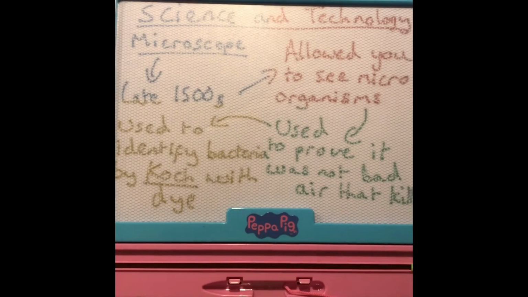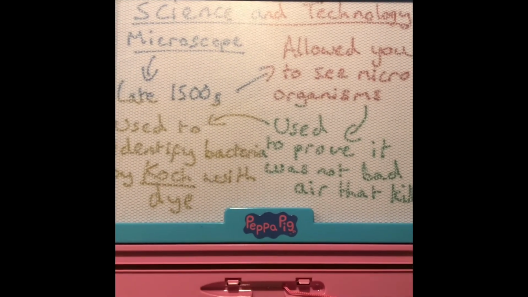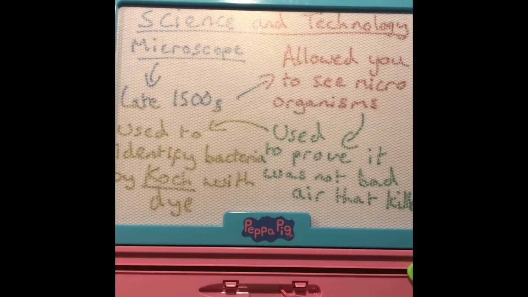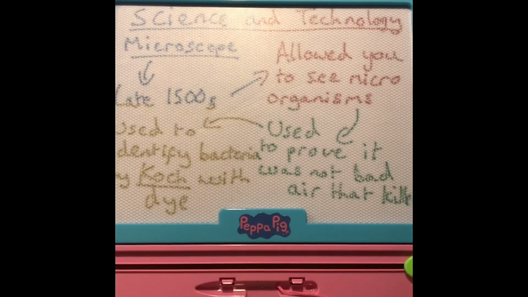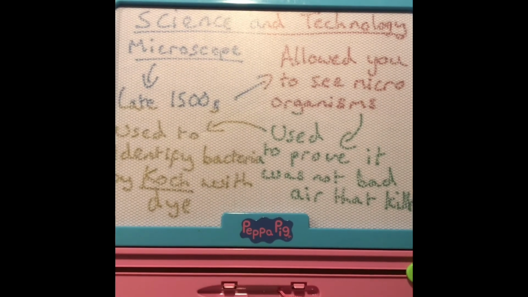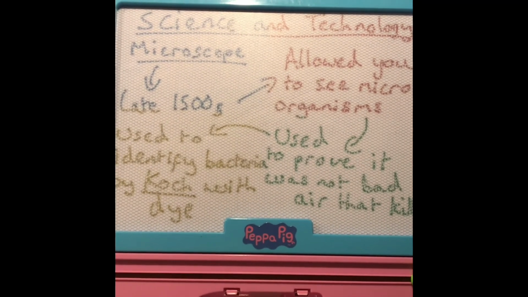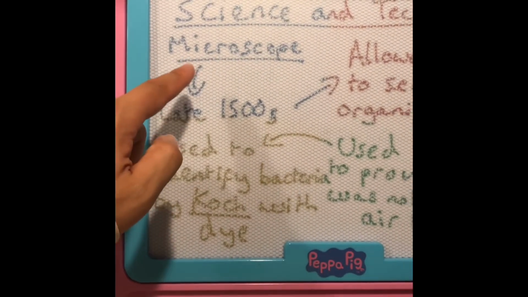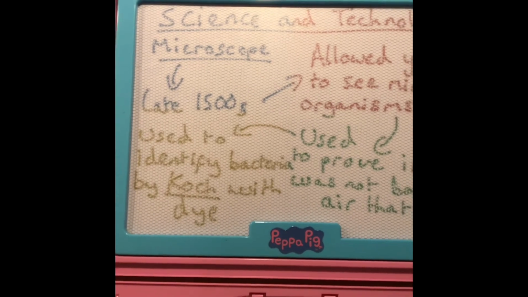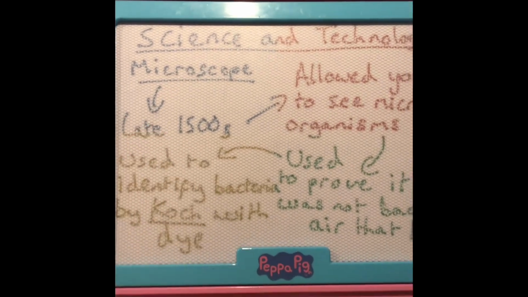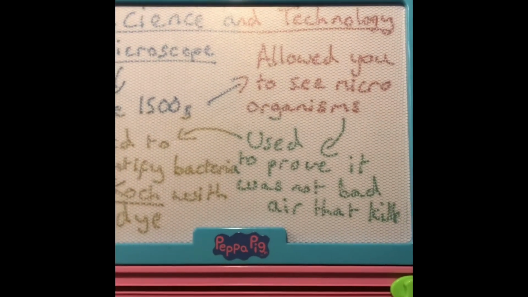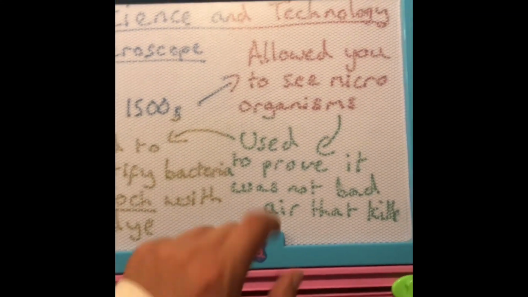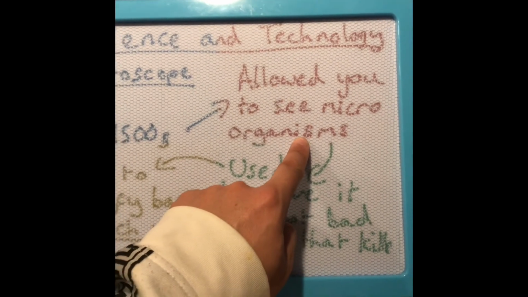Okay, so another factor other than role of individual. Another factor you could talk about other than role of individual and government is science and technology. So science and technology helped to improve medicine for a number of reasons. Basically, it created the microscope, right? Now, what did the microscope do? Well, it was made in the late 1500s and was developed and allowed the scientists to have a look at the microorganisms.